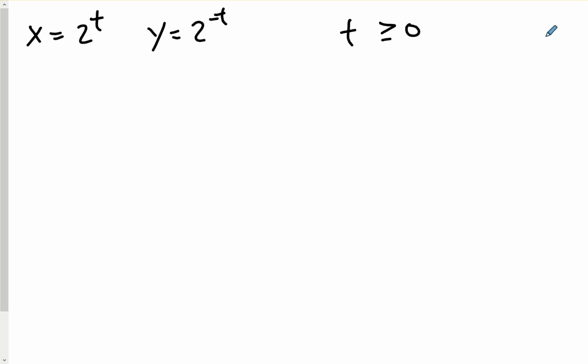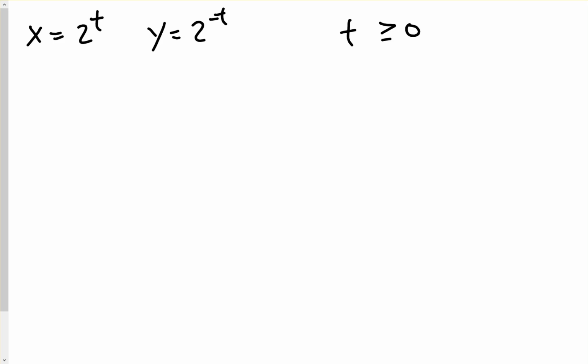Okay, so let's continue in 11.1. We have these equations for our next example. x equals 2 to the t and y equals 2 to the negative t, and t is greater than or equal to 0. So we want to sketch a graph.